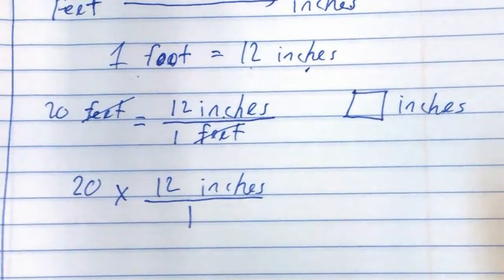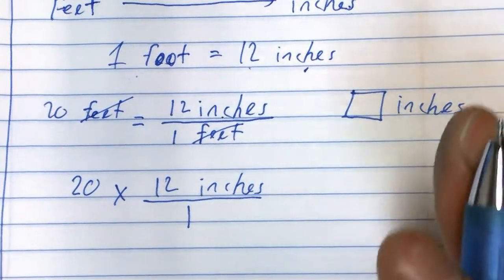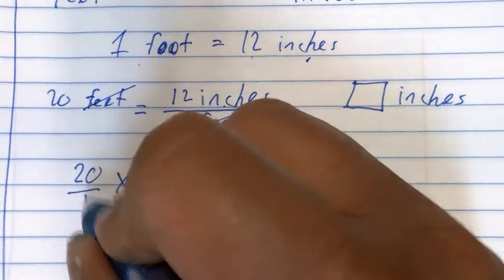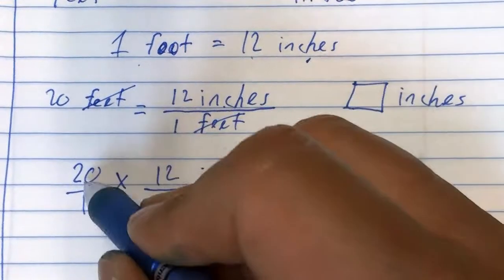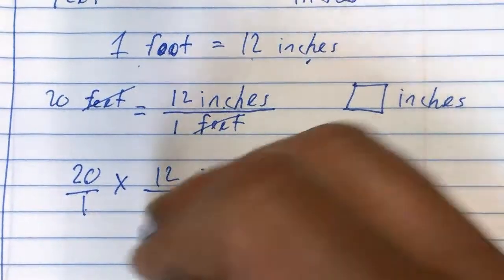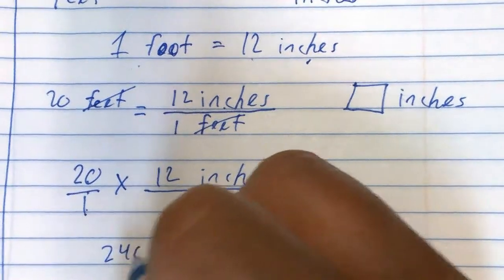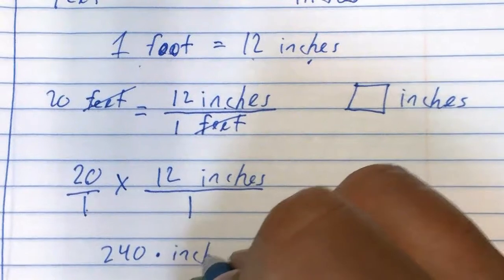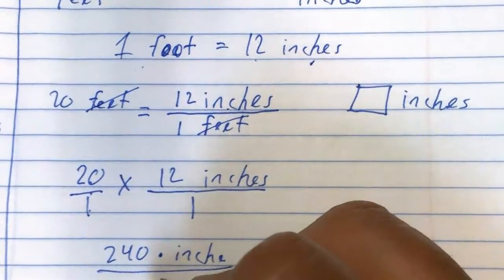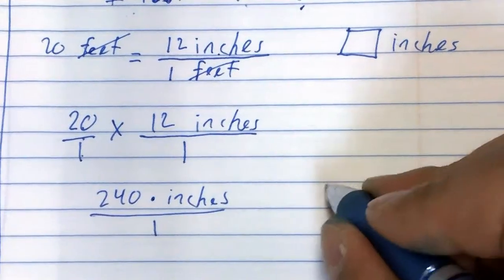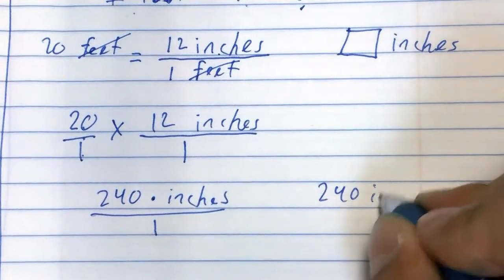Because you're thinking, wait, what just happened here? So don't worry, I'm going to do this real fast and I'll slow it down. And you've done this. This is the last lesson we did. You change the whole number to a fraction, 20 over 1 times 12 over 1. If you do the math correctly, you're going to have 240. 20 times 12 is 240 inches, and 1 times 1 is just 1. So the final answer is 240 inches.